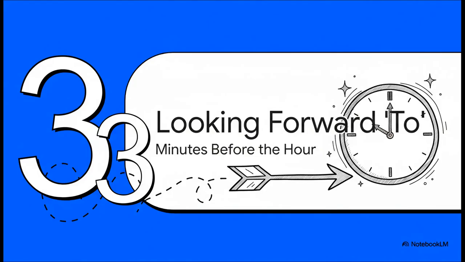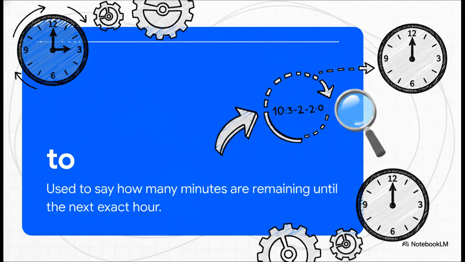All right, we've made it. We've crossed the halfway point. So now we're moving into the second half of the clock. And this is where things get interesting because our whole way of thinking flips. We're going to stop looking back at the hour that just passed, and we're going to start looking forward to the hour that's coming up. This is the big change right here. We switch from past to the word to, and now instead of counting minutes after the hour, we count how many minutes are left until the next hour. The whole focus shifts to what's coming up.